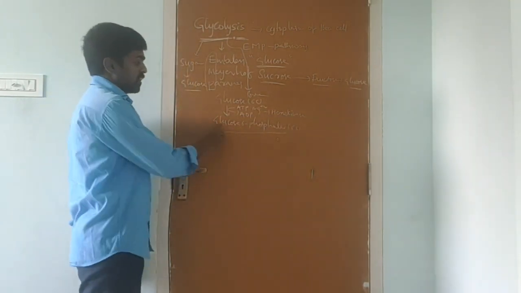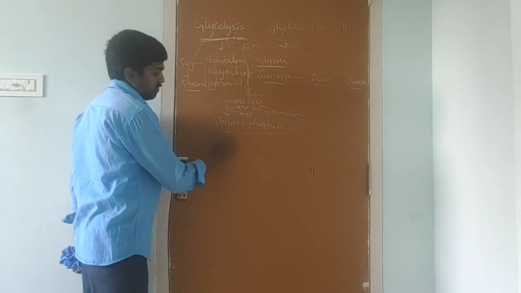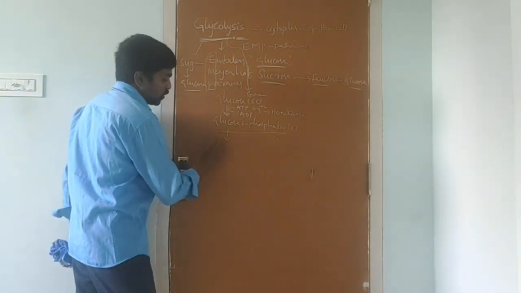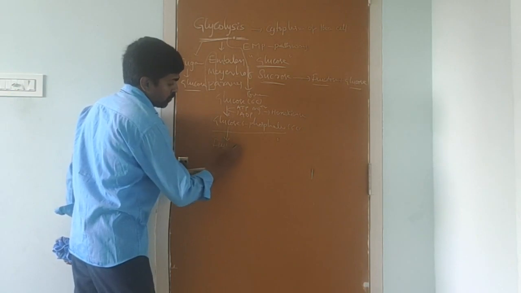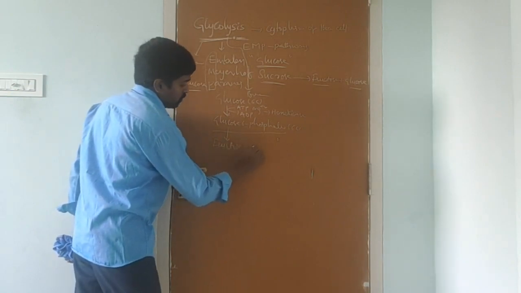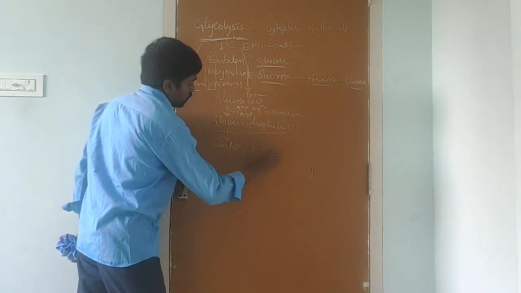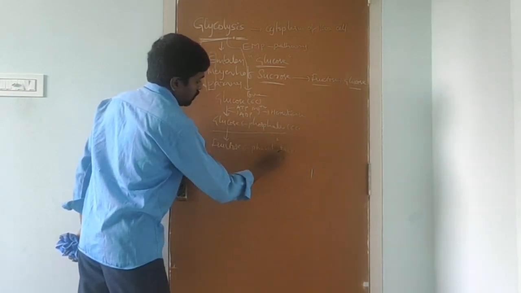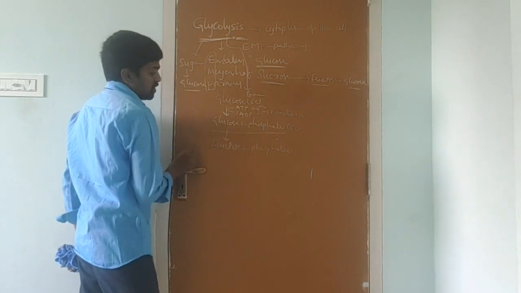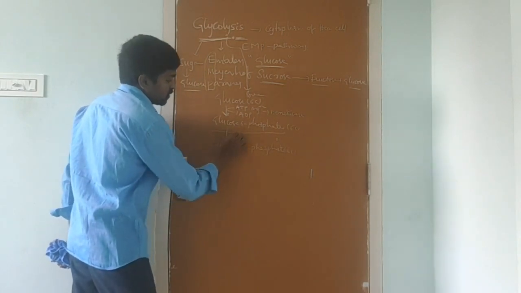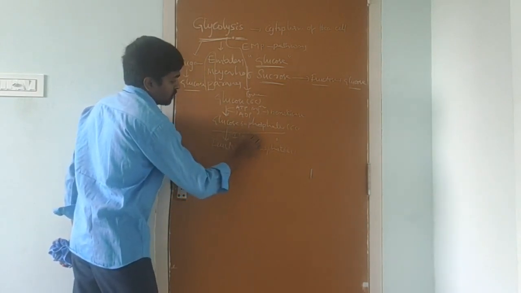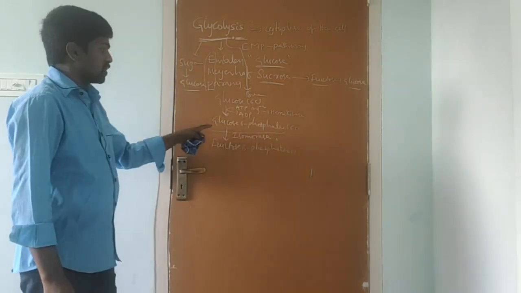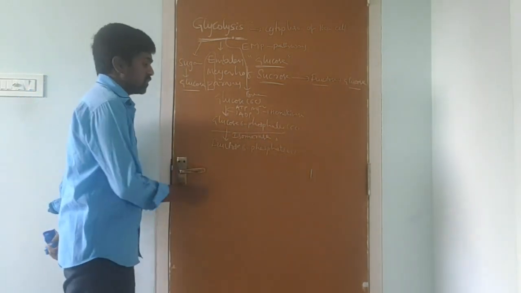This is the first reaction. After this reaction we can expect a conversion of glucose 6-phosphate to fructose 6-phosphate. Fructose 6-phosphate is also a 6-carbon compound, but we can expect a chemical change. So here the enzyme involved is isomerase. In the presence of isomerase enzyme, we can expect conversion of glucose 6-phosphate to fructose 6-phosphate.